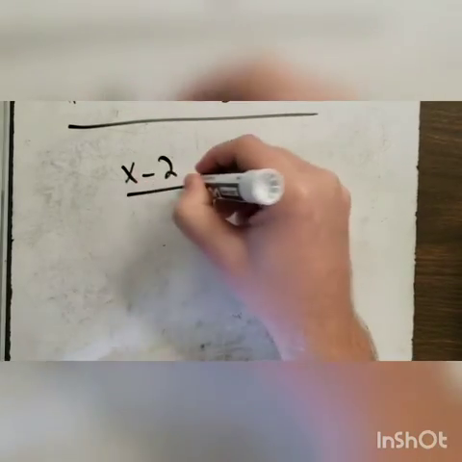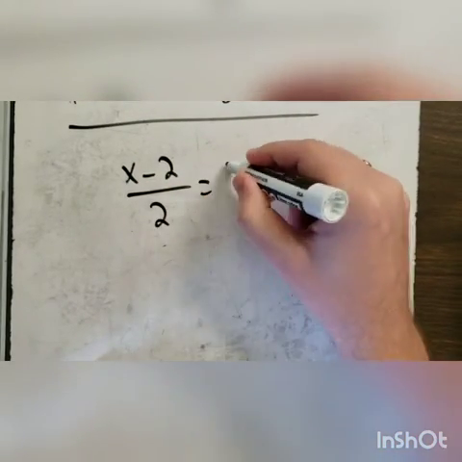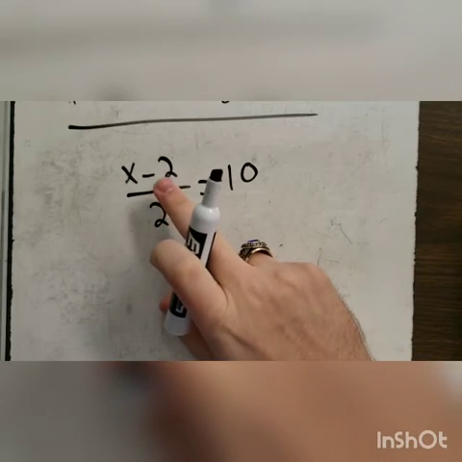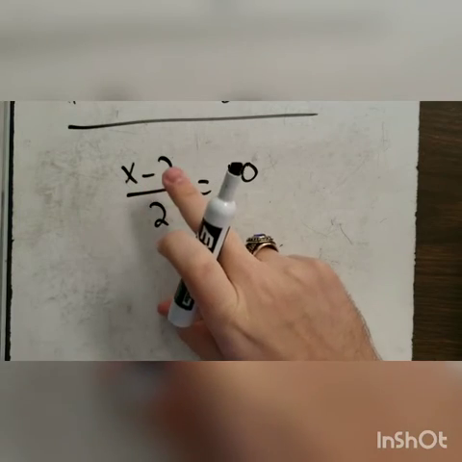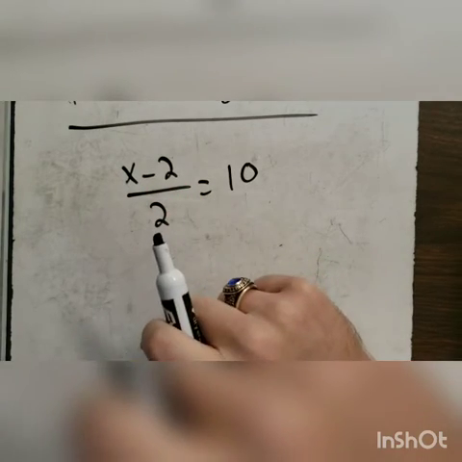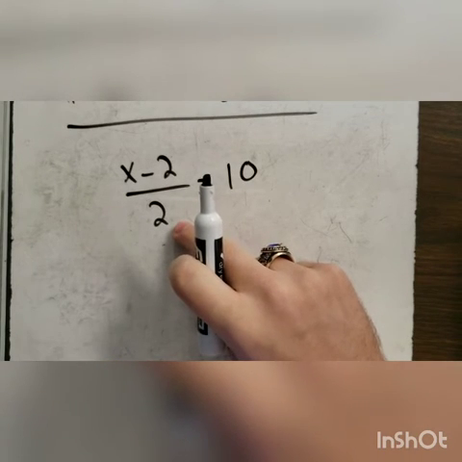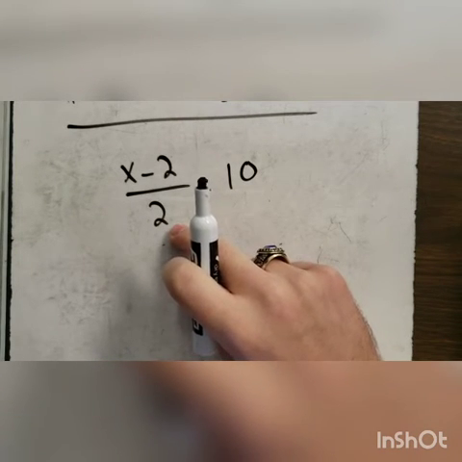x minus 2 over 2 equals 10. Okay? Now, this is easier than it looks. Don't panic, okay? So the top part of our division here is x minus 2. Our bottom part is 2. So when we see a problem like this, the first thing we have to do is get rid of this bottom number. Get rid of this 2 on the bottom, or whatever number is there.